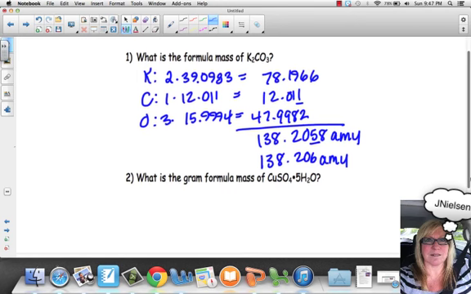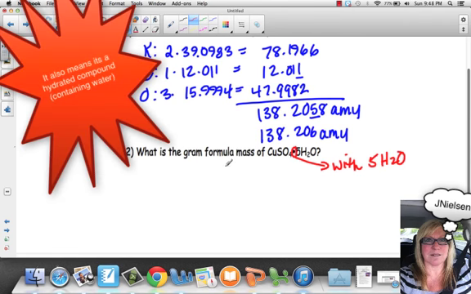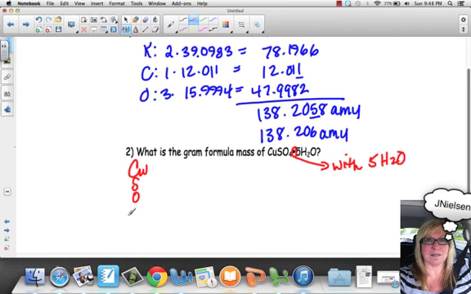Alright, let's look at the next one. First thing I want to tell you is anytime you see this in a formula, it does not mean multiply. It means with. So this is copper sulfate with 5H2O. So the whole compound is the whole thing. And they want us to calculate the gram formula mass. So let's see, we've got copper, sulfur, oxygen, hydrogen, and then oxygen again.